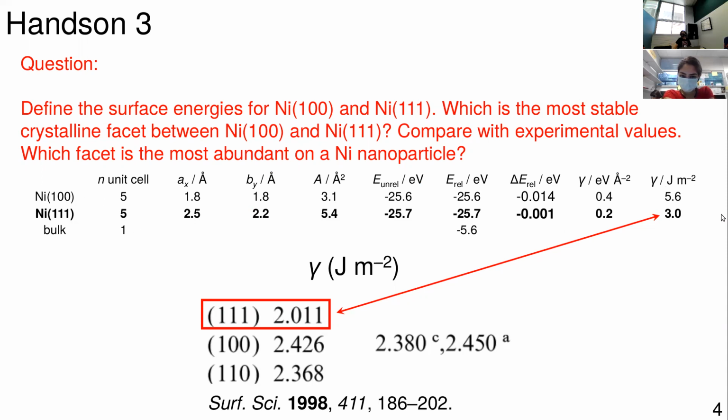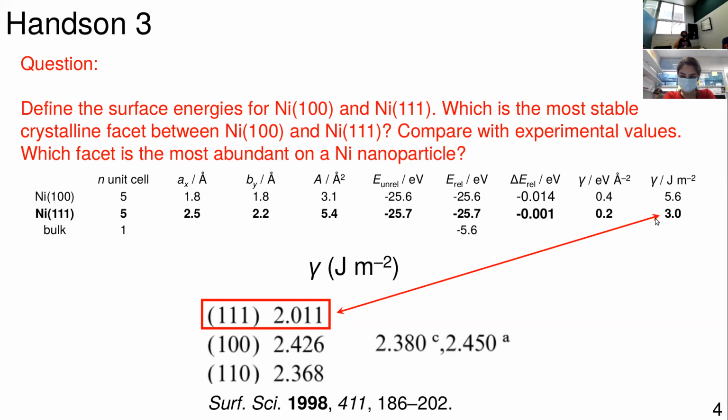And you see that if we compare to other state-of-the-art DFT values or two experimental values that are here, we are kind of far away, because for 111 the reference is 2, and for 100 it is 2.4, and instead we got 5.6. So we are happy because we reproduce the trend, in the sense that we could see the 111 is the lowest energy, but the absolute value is really far away from state-of-the-art DFT and experimental values. And what is the reason for that?